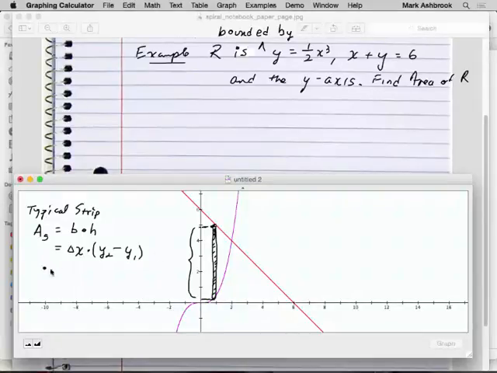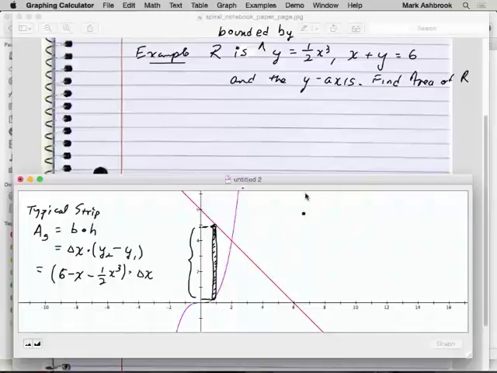But since we're doing delta x, we need to express that in terms of x. So what is y2 expressed in x? That's the line, right? So it's going to be 6 minus x. So 6 minus x, y2, minus y1. And how is y1 expressed in terms of x? 1/2 x cubed. So that right there represents the height of the strip times the width, delta x. So we got it. That's the height of the typical strip.